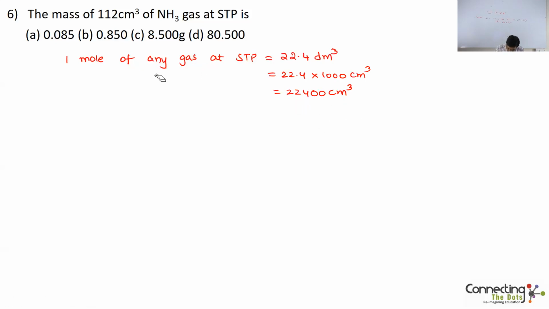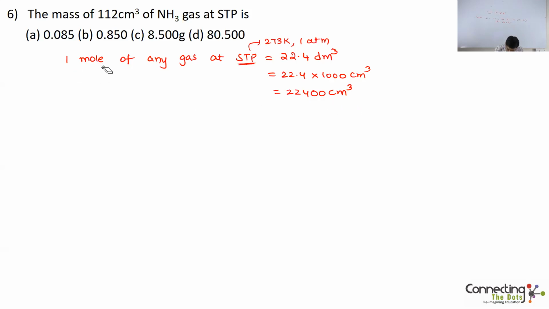So that is standard. When you say STP, it's nothing but standard temperature and pressure. Standard temperature is 273 Kelvin, which is 0 degrees centigrade, and 1 atmospheric pressure will be the pressure. Now, if 22,400 cm³ is nothing but 1 mole, you can correlate the values to the given question.